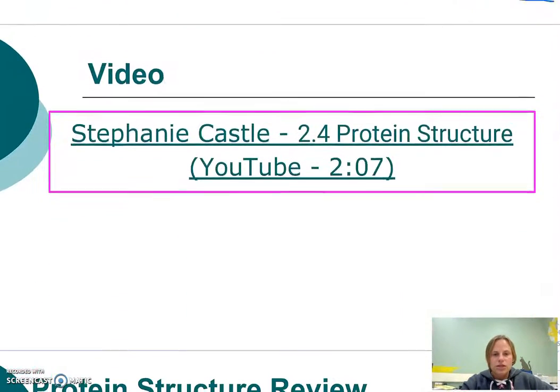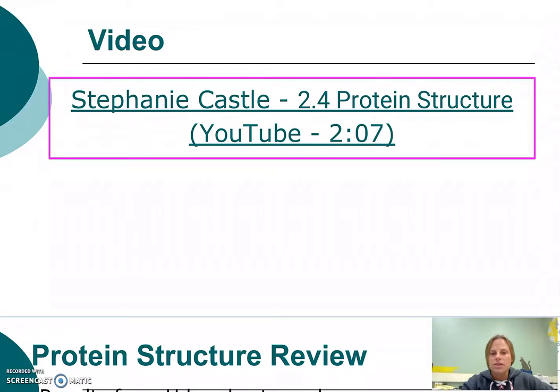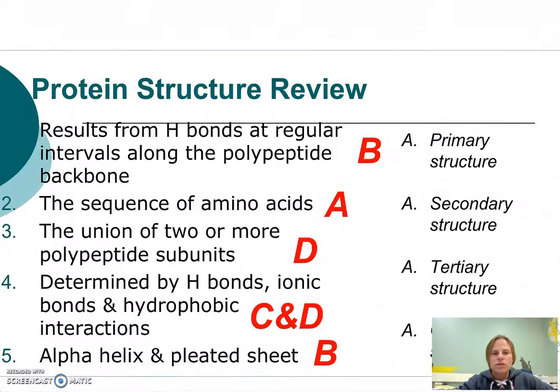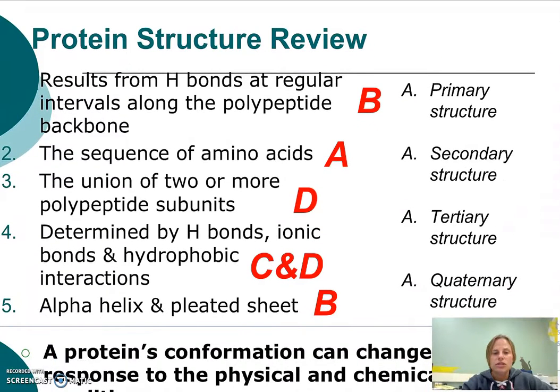Stephanie Castle does a really good job of summarizing protein structures. So here are the answers to the protein structure review questions, where secondary structure gives us those alpha helix and our beta pleated sheets that are held together by hydrogen bonds. The sequence of amino acids is our primary structure. Two or more polypeptide subunits, that's when you get your quaternary structure, your final protein.